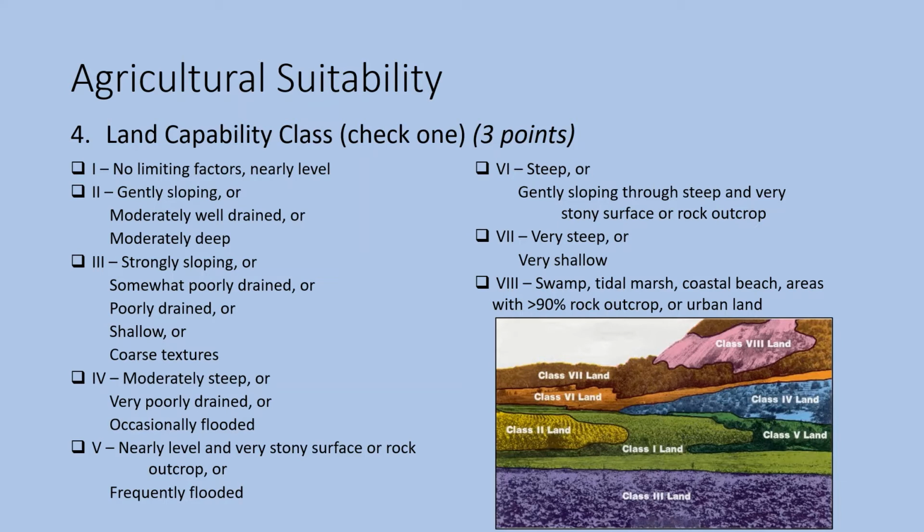And then class 8, these are sites that are really not suitable for agriculture. So it might be swamp, tidal marsh, coastal beaches, areas that have greater than 90% rock outcrop, or urban areas.